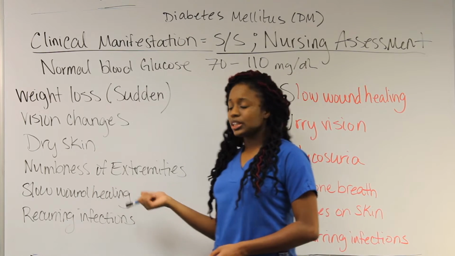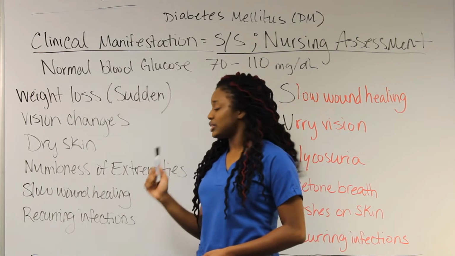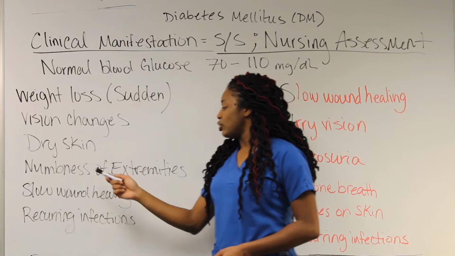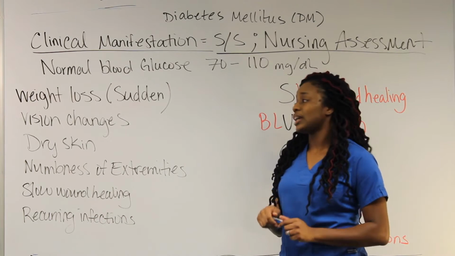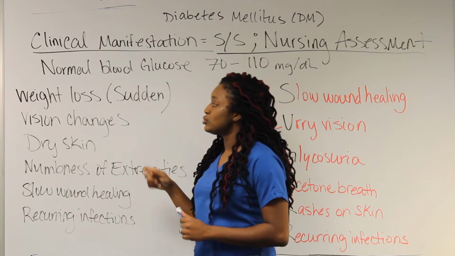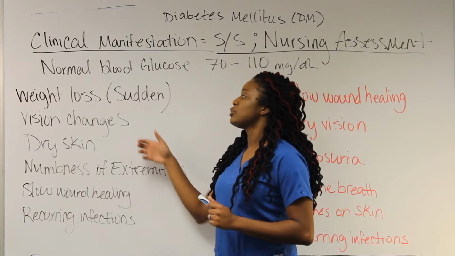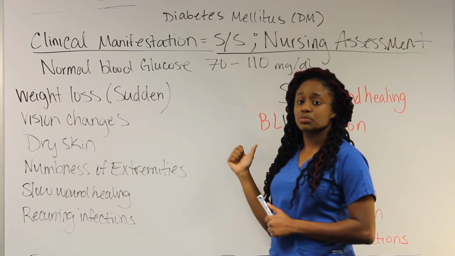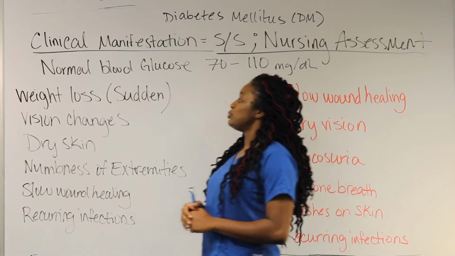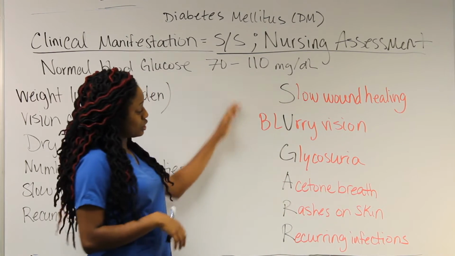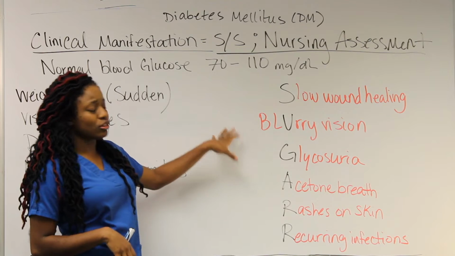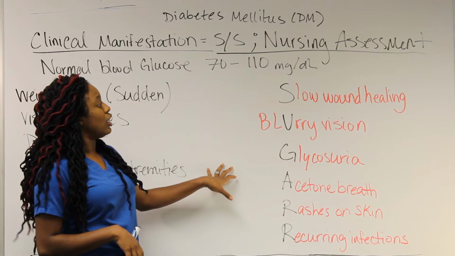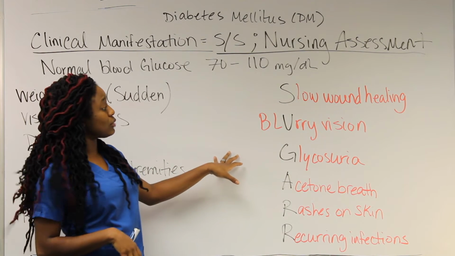And then slow wound healing is another sign and symptom. And then reoccurring infections, okay? So later on, as I get deeper into the lecture, you will see why these are the signs and symptoms based on complications of the disease process, okay? So here's the cool way to remember. Those of you who like mnemonics, they can be very helpful at times, okay?